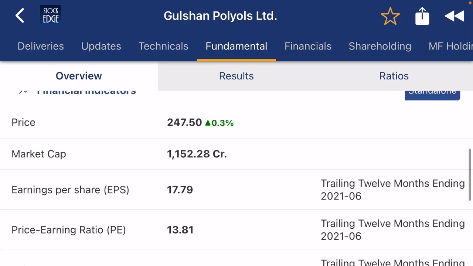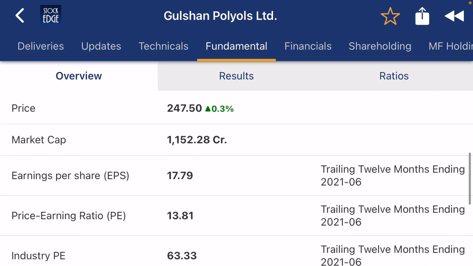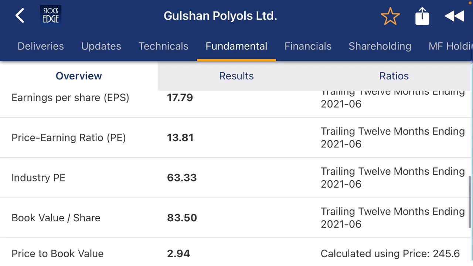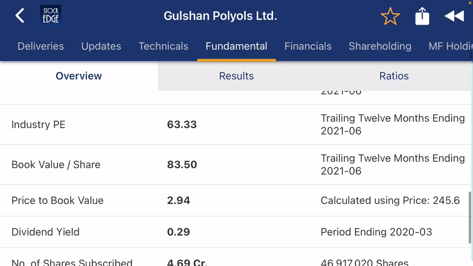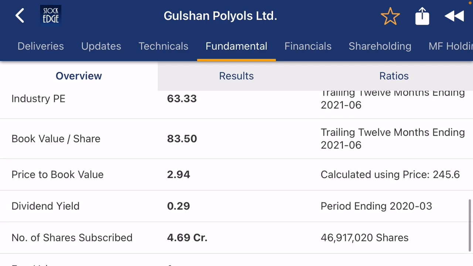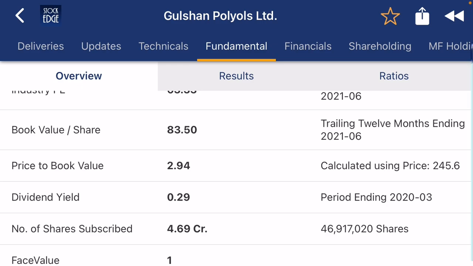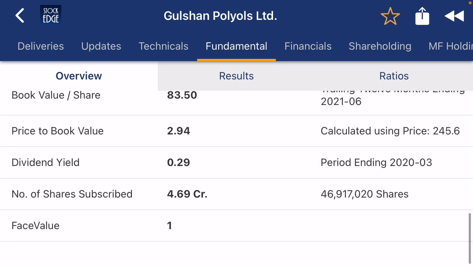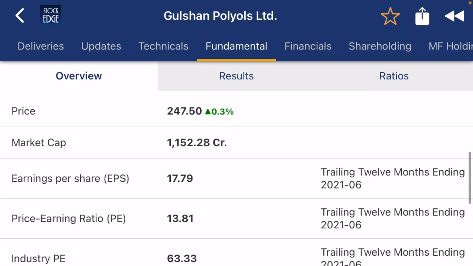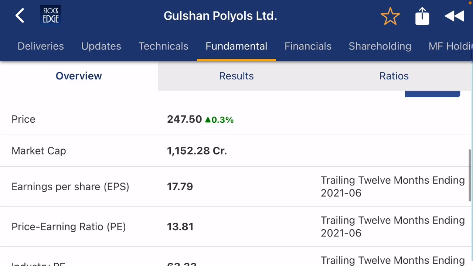The price is 247, market cap is 1152. EPS is 17.79 and PE is 13.81. Industry PE is 63.33. Book value per share is 83.5. Price to book value is 2.94. Dividend is 0.29. Number of shares subscribed is 4.69. Face value is 1. The face value of 1 means that if you multiply by 10, the price would be 2475. The face value of 1 means the company has divided by 10.